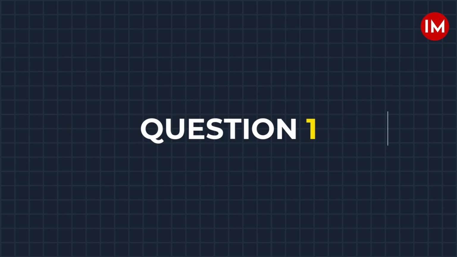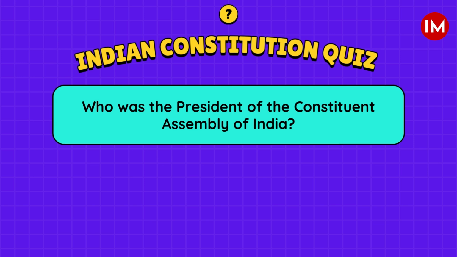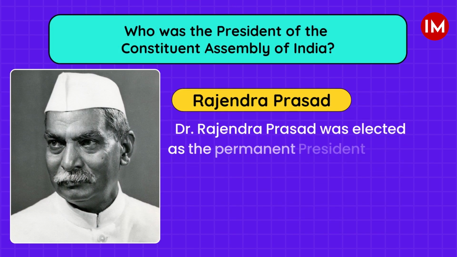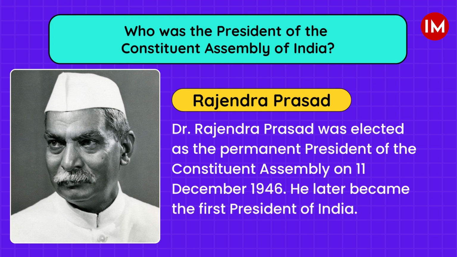Let's begin. Who was the President of the Constituent Assembly of India? A. Jawaharlal Nehru, B. Rajendra Prasad, C. B.R. Ambedkar or D. Sardar Vallabhbhai Patel. The answer is B. Rajendra Prasad. Dr. Rajendra Prasad was elected as the permanent president of the Constituent Assembly on 11th December 1946. He later became the first president of India.